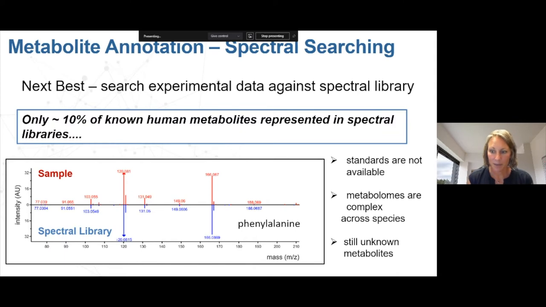Ultimately, the generation of truly comprehensive spectral libraries is probably pretty intractable, given the complexity of the metabolomes, especially across species, and the fact that there are still a lot of metabolites that we don't even know exist, as well as the lack of authentic standards.